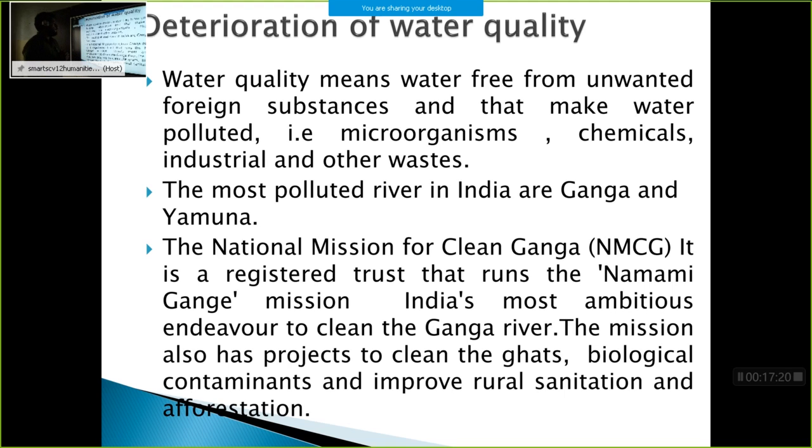Okay. The most polluted rivers in India are Ganga and Yamuna. One of India's biggest rivers is Ganga, and Ganga is also listed as one of the most polluted rivers, and Yamuna is also among them. So the National Mission for Clean Ganga, that is NMCG, is a registered trust that runs the Namami Gange mission, India's most ambitious endeavor to clean the Ganga river. The mission also has projects to clean the ghats, biological contaminants and improve rural sanitation and afforestation.